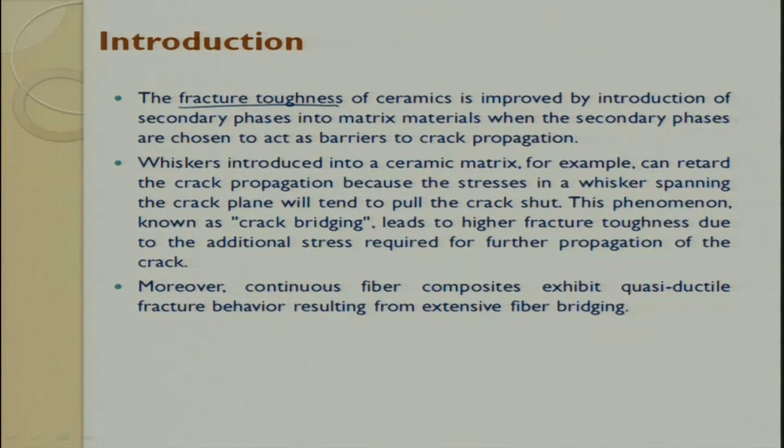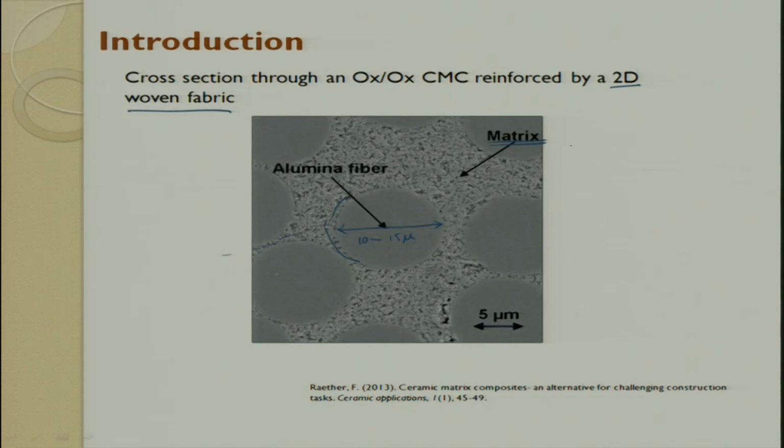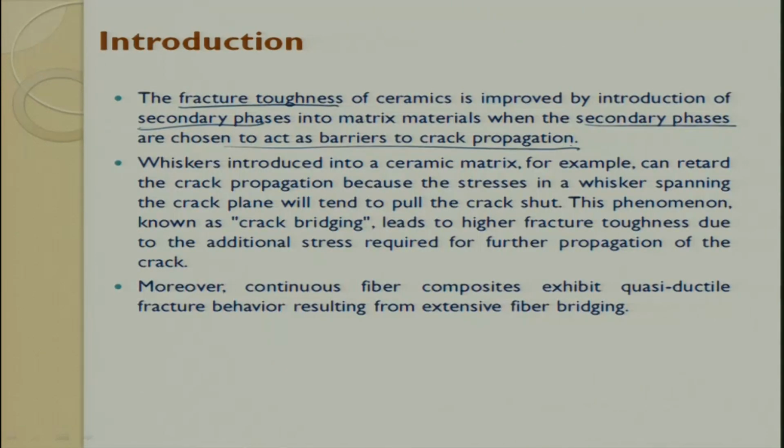So, the fracture toughness of the ceramic is improved by introducing a secondary phase, which we were discussing. I was saying that the secondary phase is chosen to act as a barrier for crack propagation. Is it clear? Whatever we have seen here in the previous SEM, we have just put it in words. Predominantly in ceramic matrix composites, we will try to enhance the toughness property, that is one property.